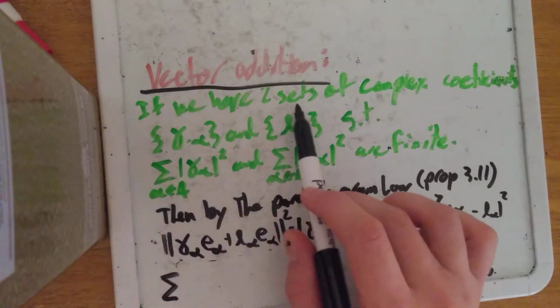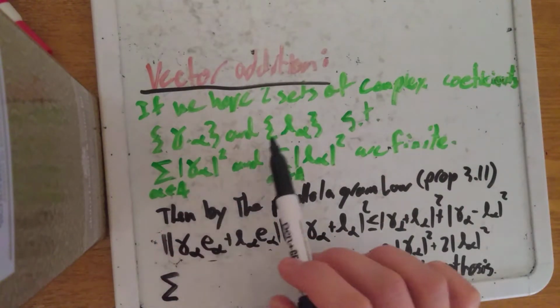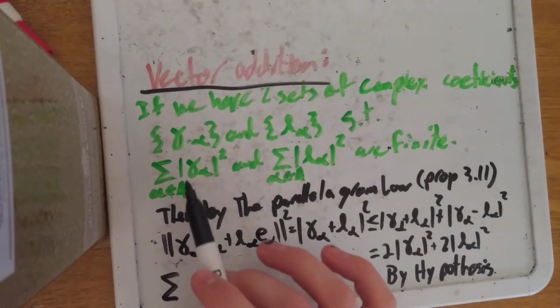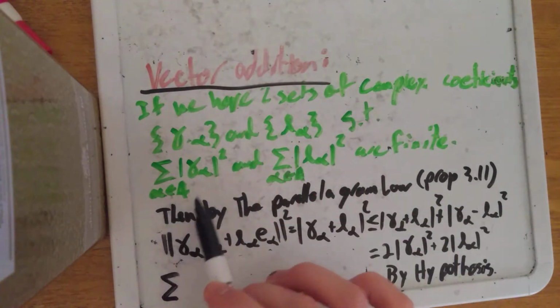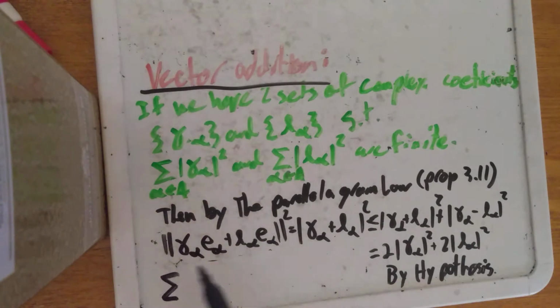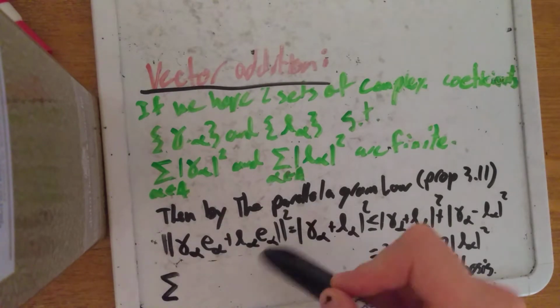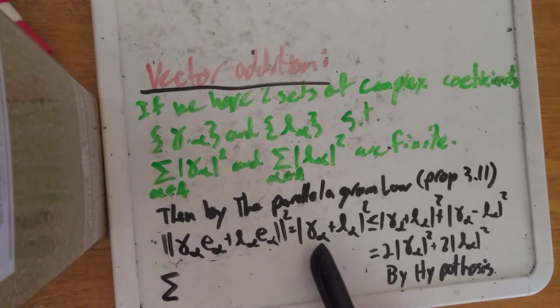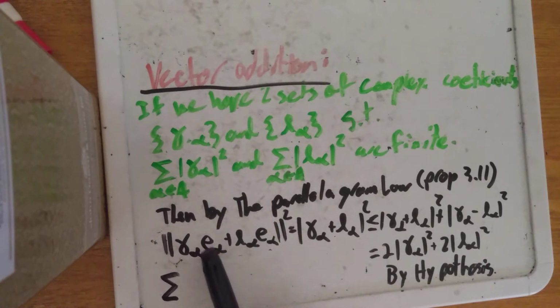So, if we have two sets of complex coefficients, gamma sub alpha and L sub alpha, such that their norms squared summed across A are finite, then we can apply the parallelogram law, proposition 3.11, as follows. If I take a vector of the form gamma sub alpha E sub alpha plus L sub alpha E sub alpha, norm it, and take the square, this is going to be equal to the norm of gamma sub alpha plus L sub alpha squared, because, again, the E sub alphas are an orthonormal subset.